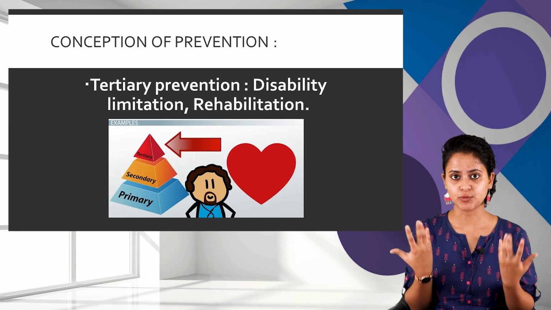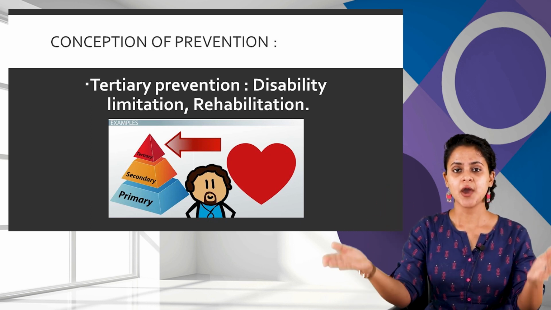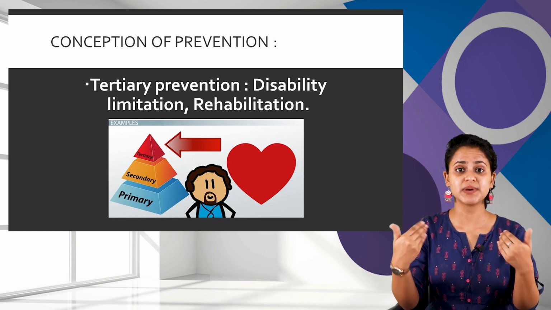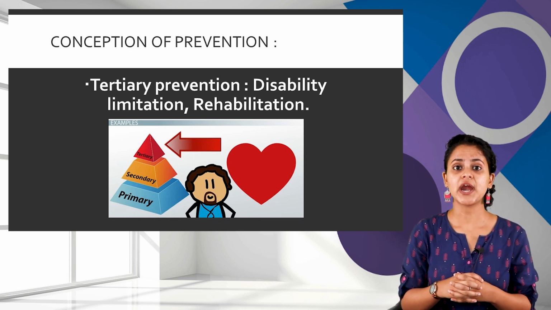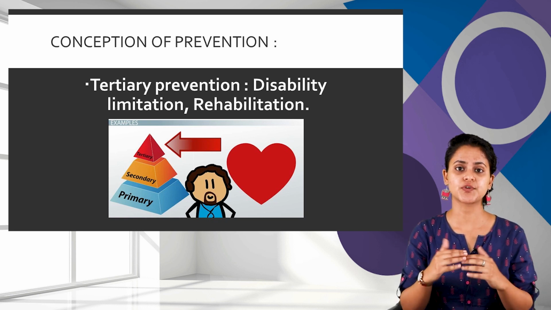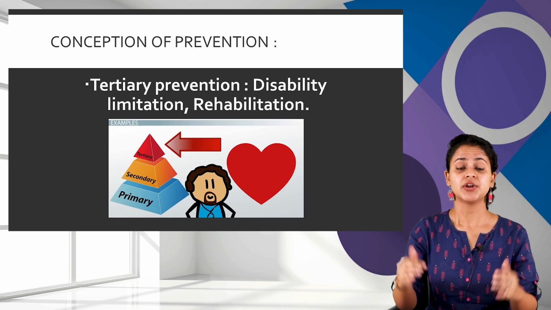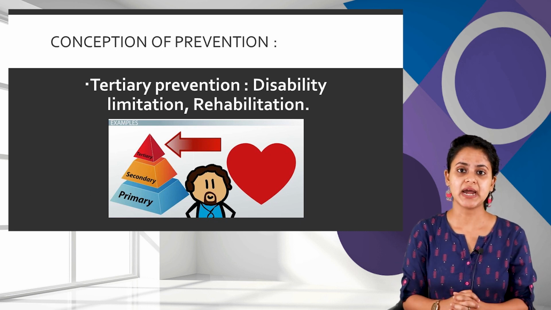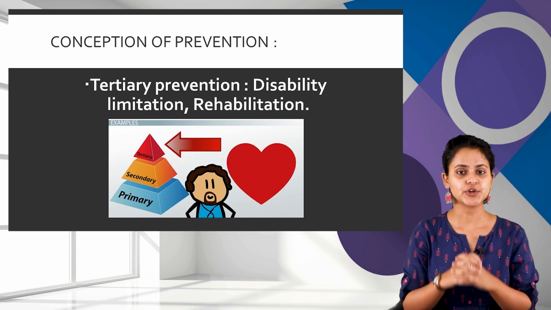The first one is primordial prevention, where we are preventing the chances of the development of risk factors. Primary prevention, where we are performing health promotive activity and specific health protection activities. The secondary prevention, where we are focusing on early diagnosis and treatment and prevention of complication development. In tertiary prevention, we are reducing the chances of the development of disability, and we are providing rehabilitative care to the patient in order to maintain the quality of life.